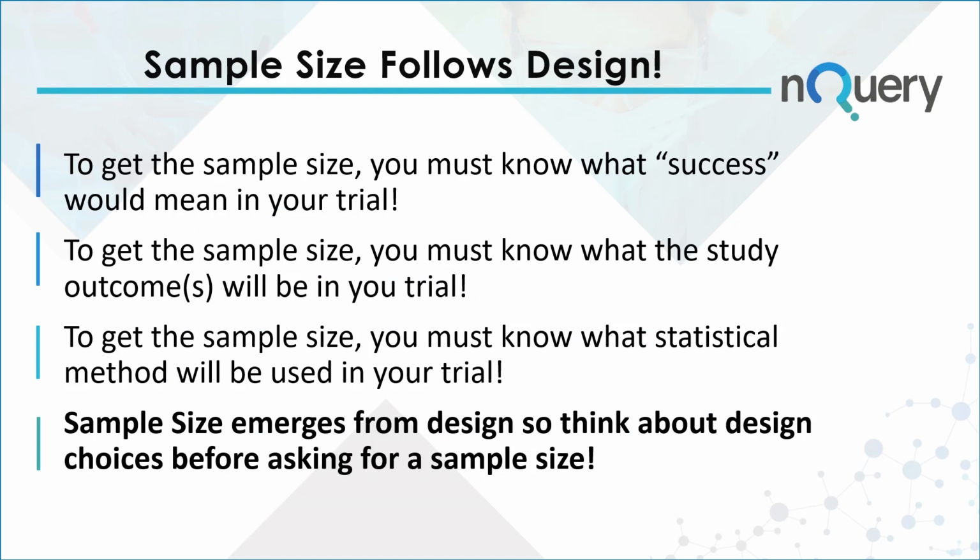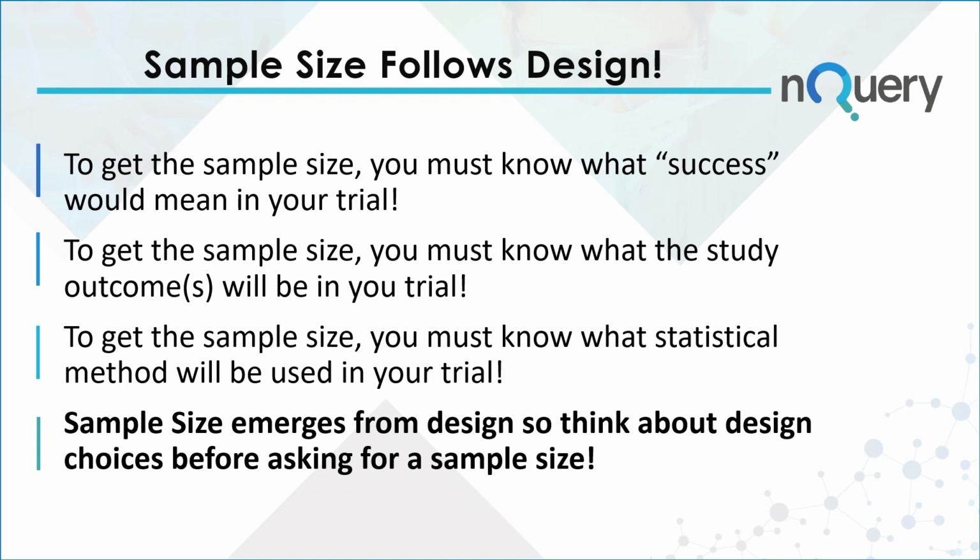I suppose the important thing to take away from this is that sample size determination should follow the design. To get the sample size, you really must know what success would mean in your trial. Like, if you don't know whether you're powering for a p-value or you're trying to find an estimate with a given amount of precision, you can't do a sample size calculation. It's very important to know exactly what success would mean in your trial, and of course to pre-specify that to ensure the integrity of your trial is upheld.